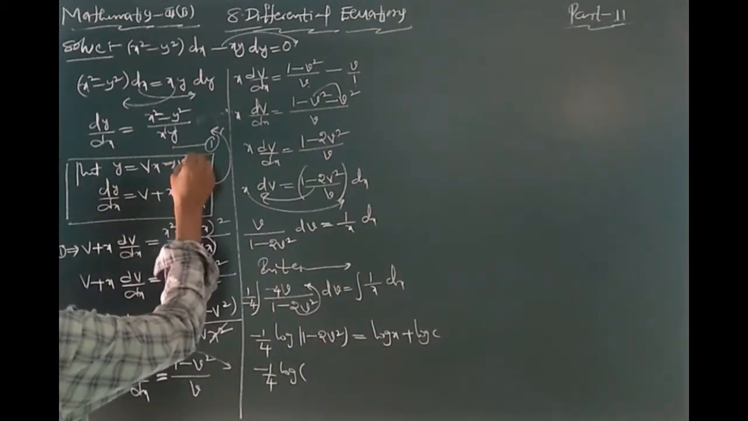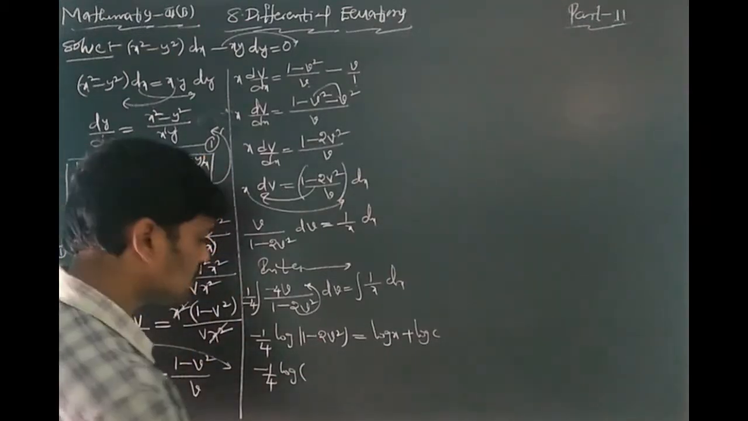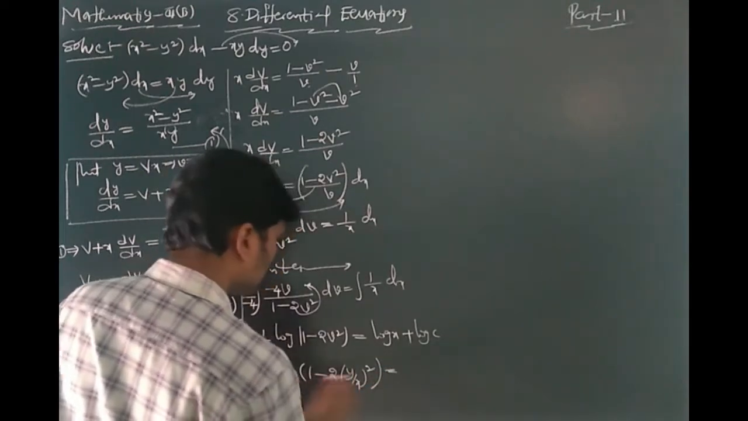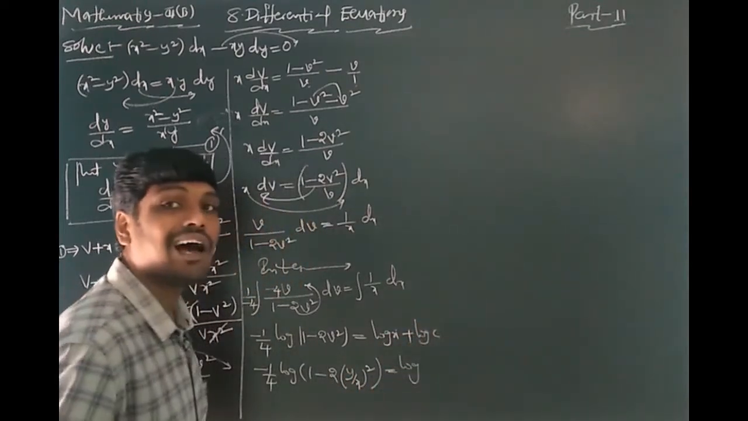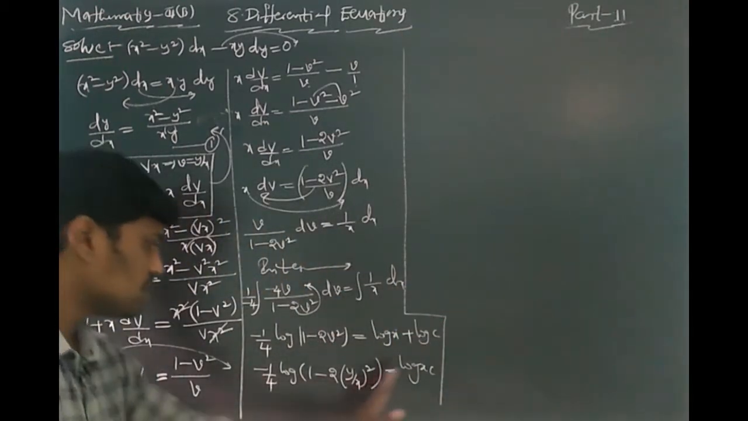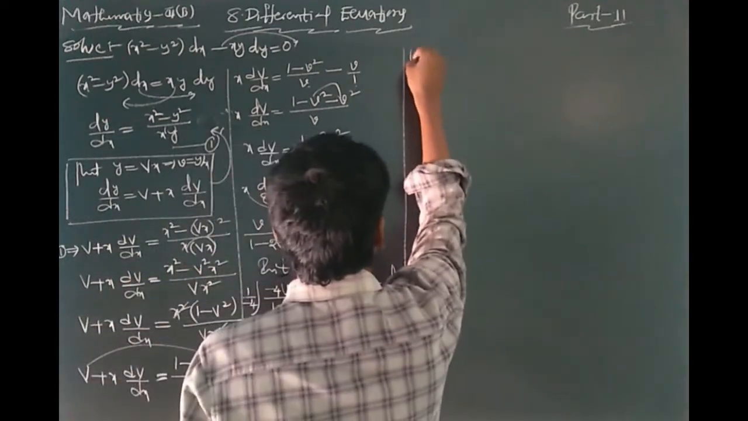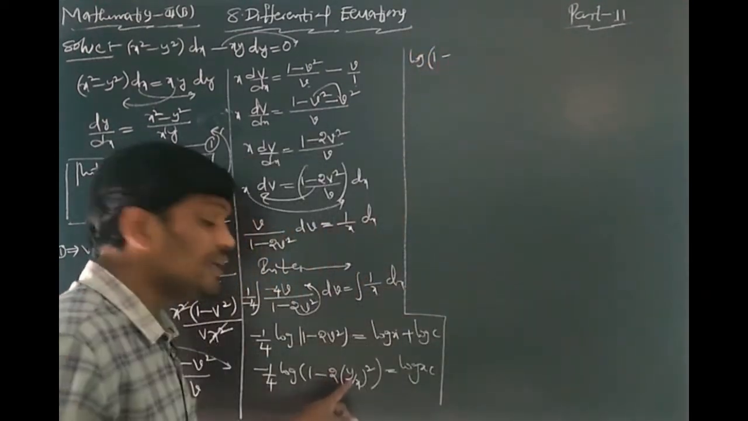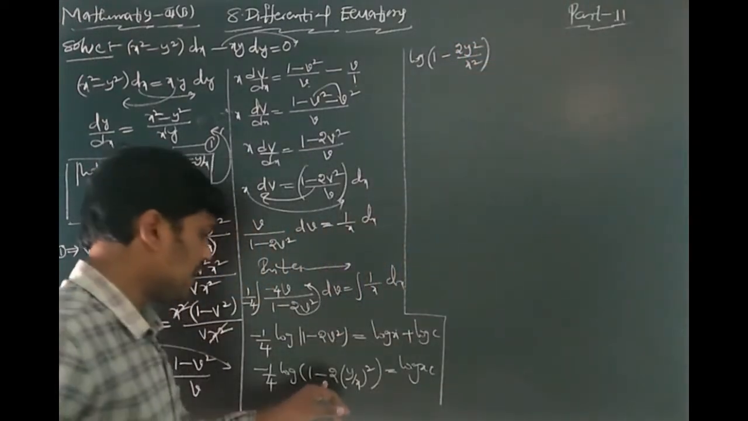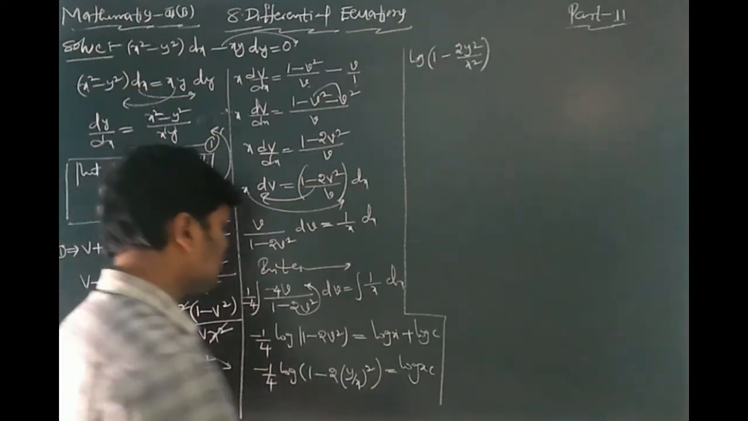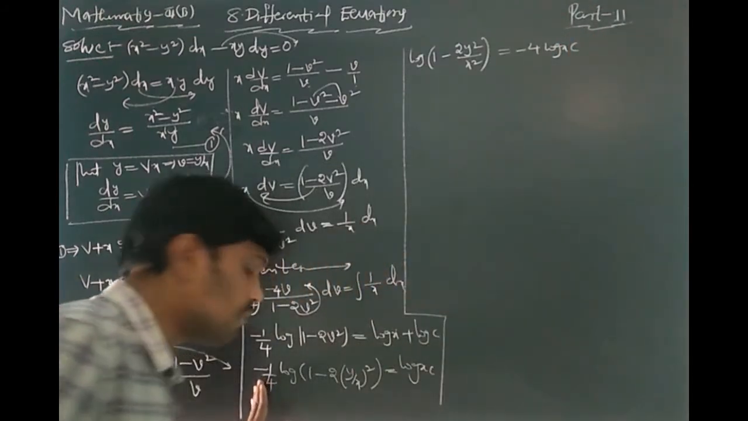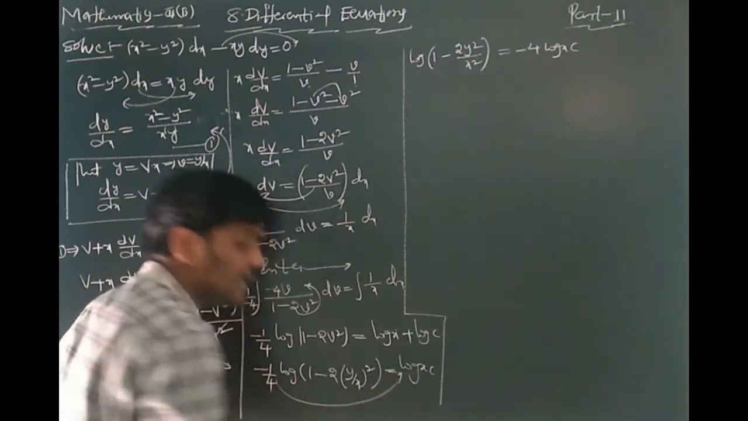In place of b you can write y by x, substitute in this equation: 1 minus 2 into y by x whole square is equal to log x plus log c, you can write log x into c. Understood? After that this 4 goes to here, that is minus 4 log of 1 minus 2 into y square by x square is equal to minus 4 into log x into c. This minus 1 by 4 goes to here, minus 4 into.